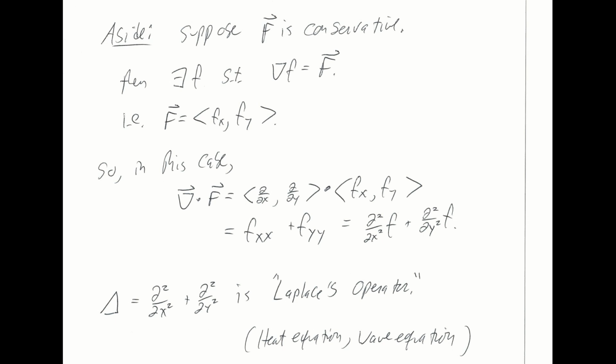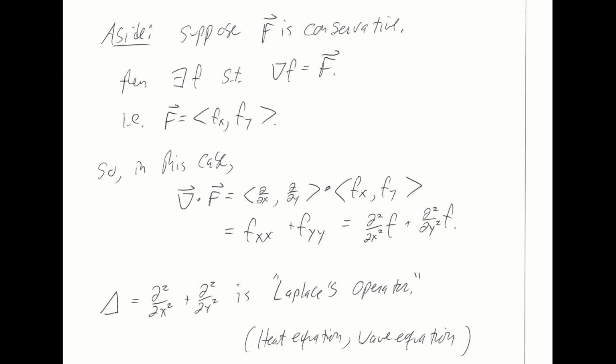So in this case, if we take the divergence of a conservative vector field, we are dotting our vector of partials to the gradient of little f. So we've already got two first partials, and we're taking another first partial with respect to the same variable of each of those. So we're going to come up with the sum of the two pure second order partials as the divergence of a conservative vector field. It's going to be the sum of the second order pure partials of the potential function, little f.